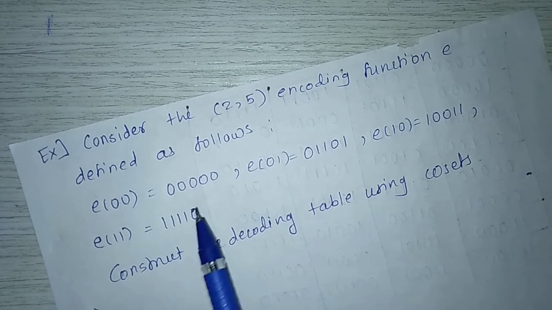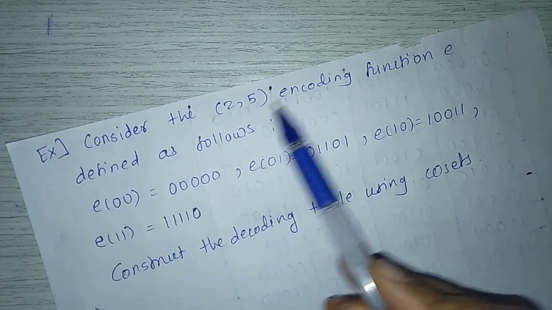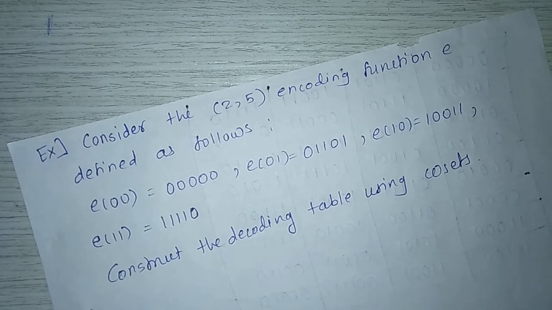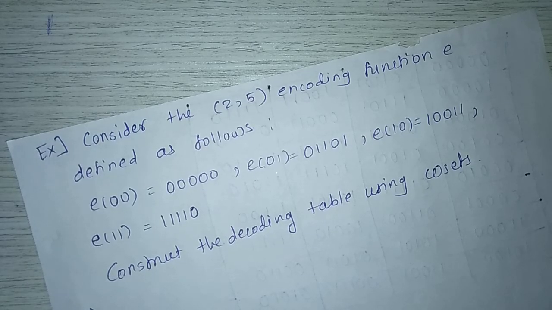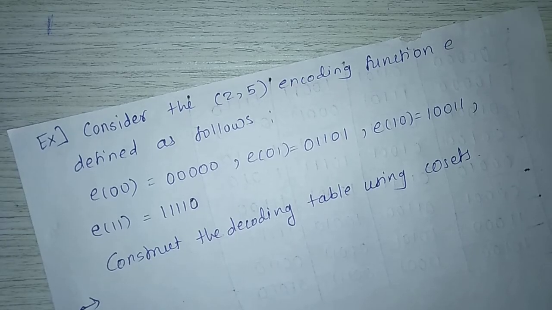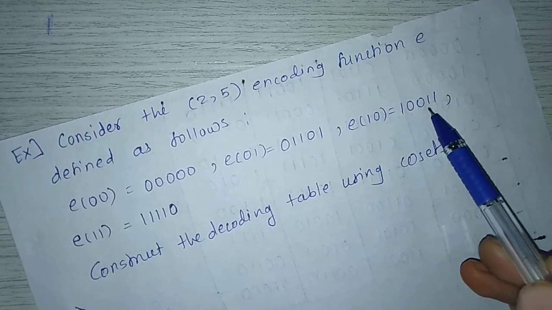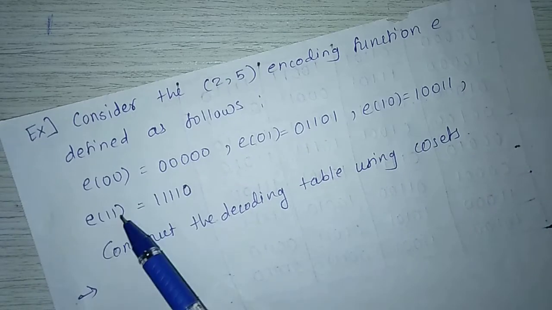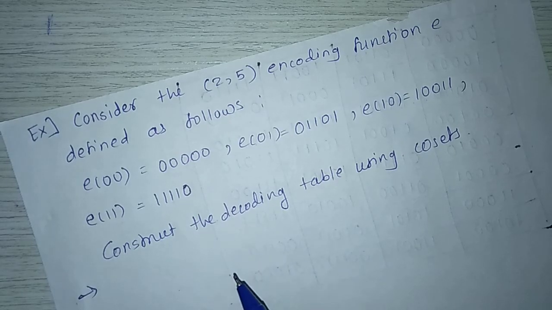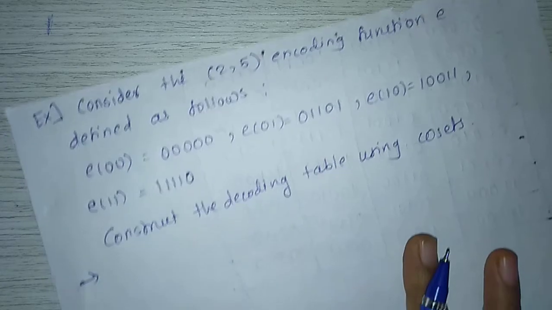Hello students. Next example, consider the (2,5) encoding function E defined as follows. E of 00 equal to 5 times 0, E of 01 equal to 01101, E of 10 equal to 10011, E of 11 equal to 4 times 1, 0. Construct the decoding table using cosets.